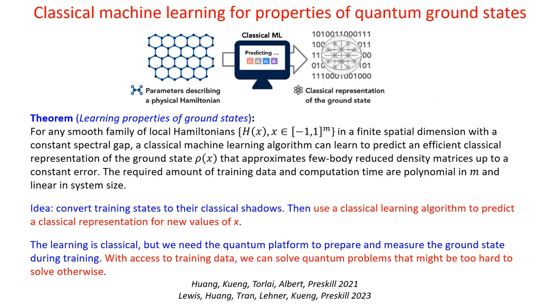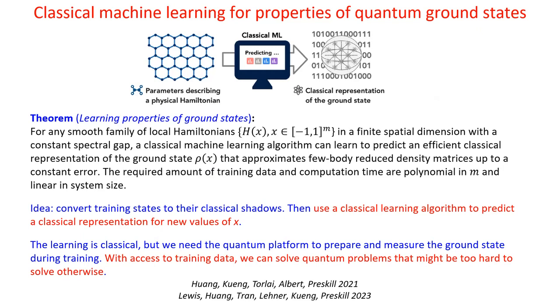And we showed that if the Hamiltonians are gapped, that is, if the energy splitting between the ground state and the first excited state is greater than some non-zero constant throughout the parameter regime, then this learning procedure is efficient, that we can make accurate predictions about ground state properties with an amount of training data and an amount of computation time, which is just linear in the system size and polynomial in the dimension of the parameter space. So the learning is entirely classical, but we would make use of the quantum platform to prepare and acquire the classical shadow for the ground states in the training set. And in fact, we can show under complexity theory assumptions that access to data is very empowering, that we can make predictions about ground state properties when we have access to training data, which would be too hard to obtain if we didn't have access to data at all.